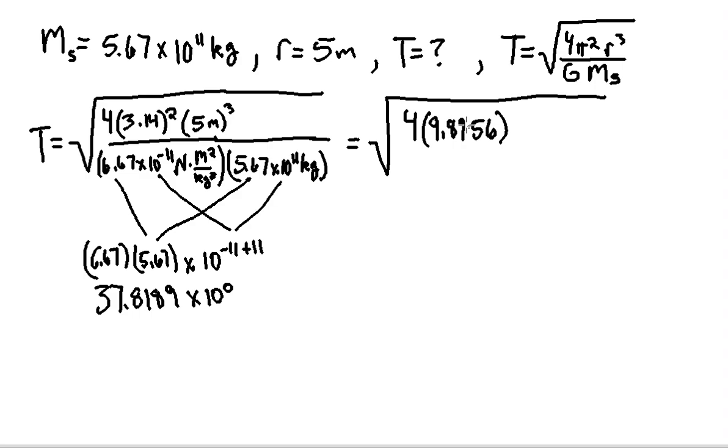No units. And then 5 meters cubed. So 5 times 5 times 5. Well, 5 times 5 is 25, and 25 times 5 is 125 cubic meters. And then we divide that all by what we have down here, 37.8189.